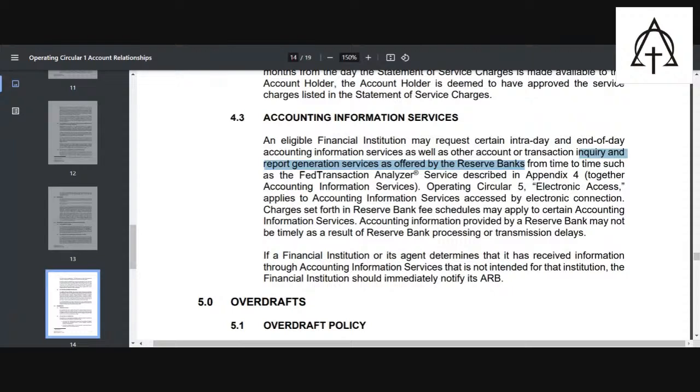Accounting information provided by a reserve bank may not be timely as a result of reserve bank processing or transmission delays. If a financial institution or its agent determines that it has received information through accounting information services that is not intended for that institution, the financial institution should immediately notify its ARB.